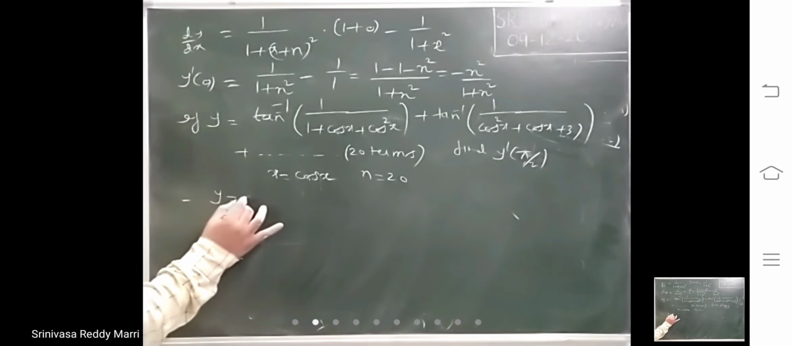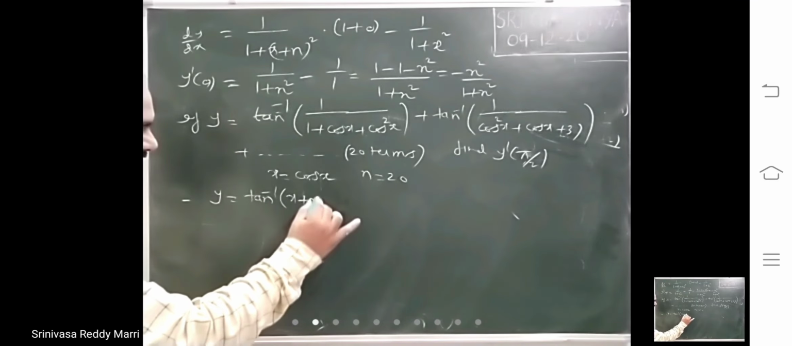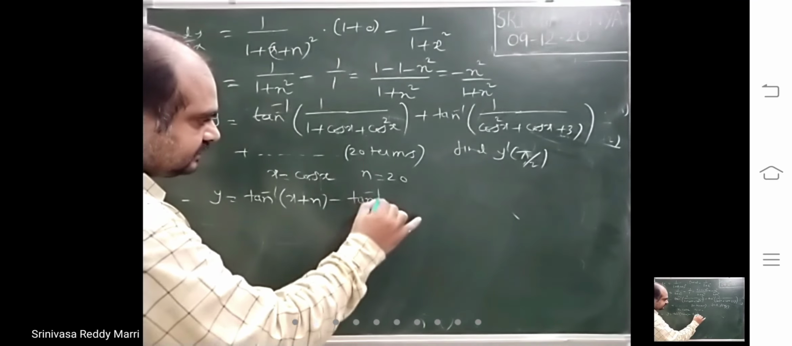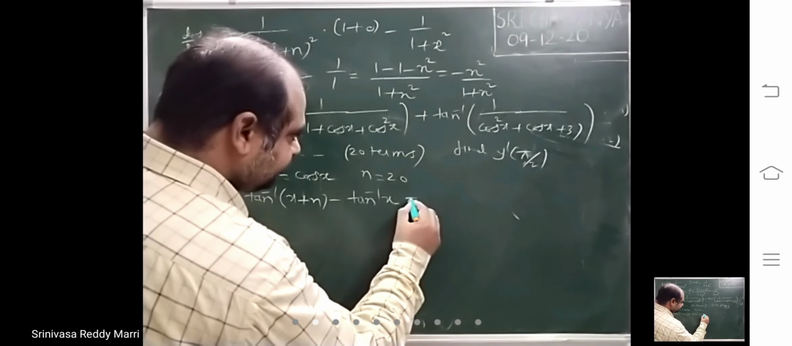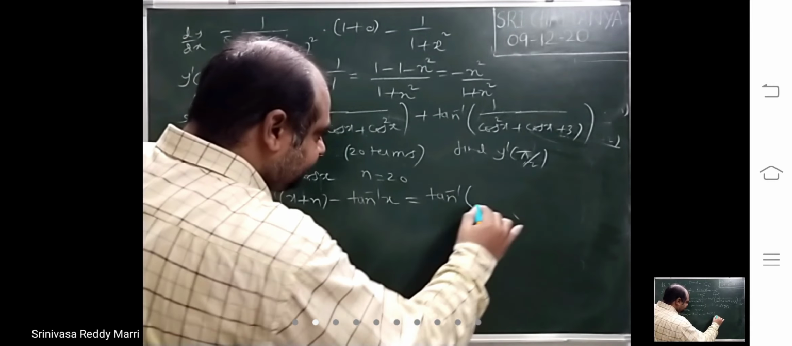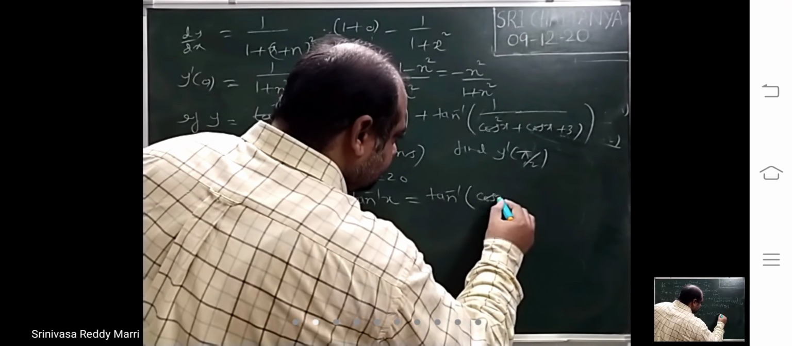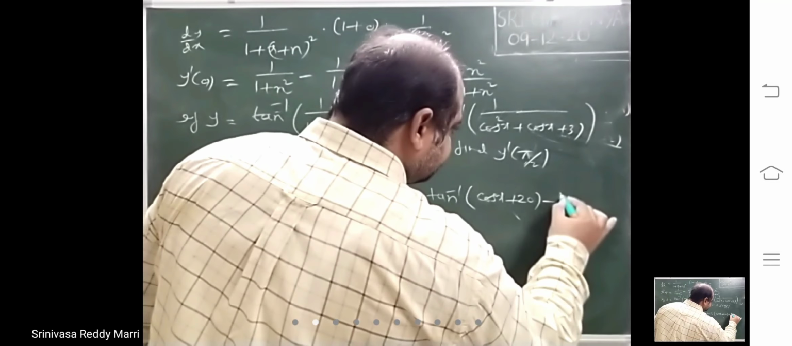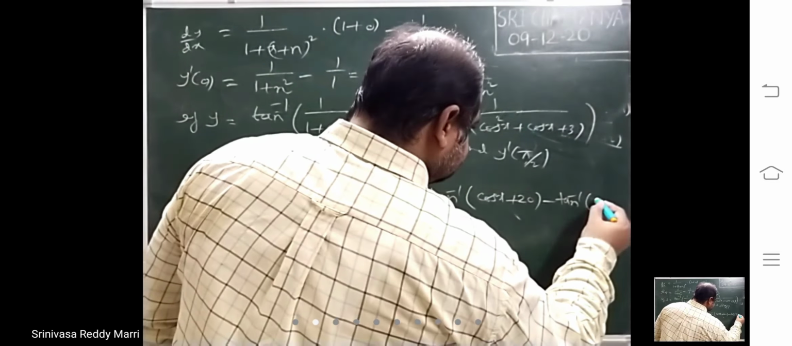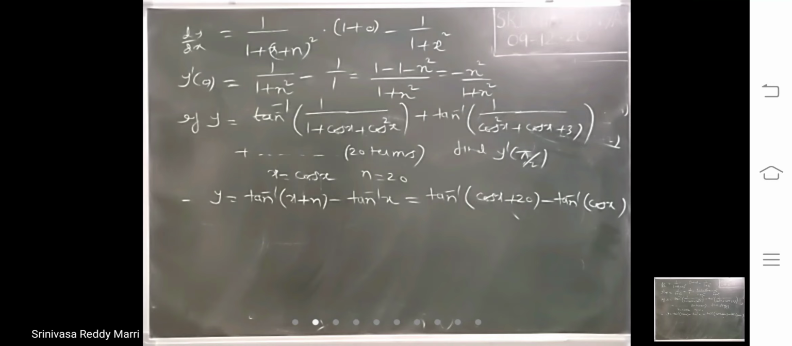Therefore, what is the formula for us? Tan inverse of x plus n minus tan inverse x. This is the formula. So therefore, this will become tan inverse cos x plus 20 minus tan inverse cos x. Just in place of x, you substitute cos x. Right? So this is y. Therefore, dy by dx.